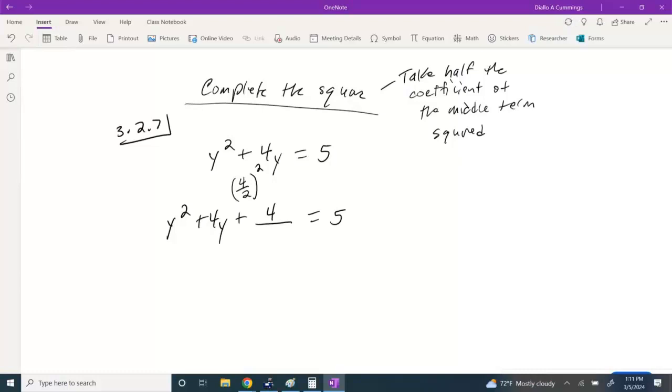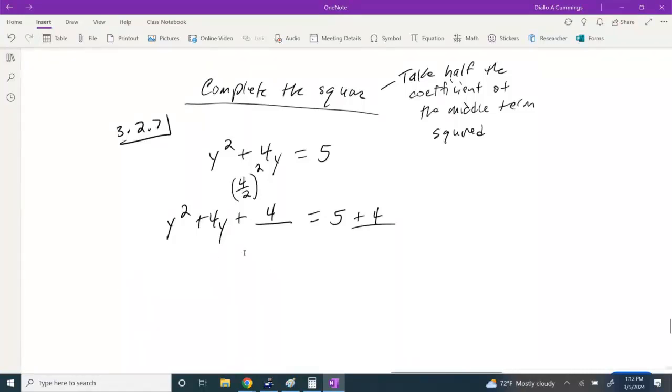Now here's one, not really a catch to this, but you got to be careful. Whatever you do to one side, you must do the exact same thing to the other side. So since I've added 4, once I completed the square on my left-hand side, I added 4 to my left-hand side. I must also add that same quantity to my right-hand side. Right. So I added that same quantity to my right-hand side.